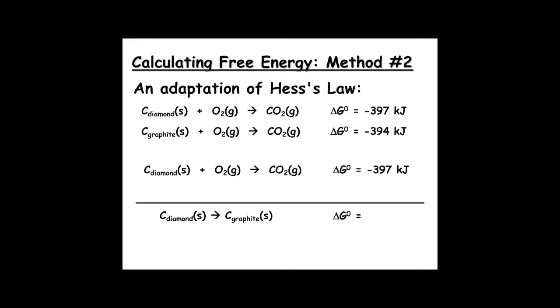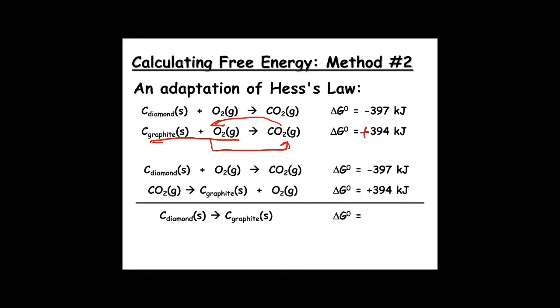And remember that when we did that, we wrote down the equations, and then if we had to flip something, we flip the sign. For this reaction, the diamond needs to be on the reactant side and graphite on the product side, so we need to flip that second reaction as I'm drawing in. And so it will also change the sign. When we write it down and add everything up, we end up with negative 3 kilojoules for our reaction.